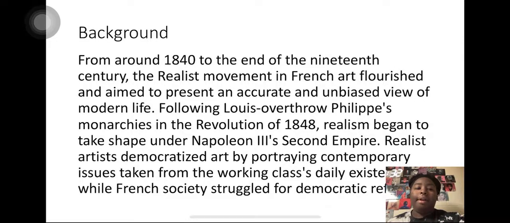The background. From around 1840 to the end of the 19th century, the Realist movement in French art flourished and aimed to present an accurate and unbiased view of modern life. Following Louis Philippe's overthrow of the monarchy and the Revolution of 1848, Realism began to take shape under Napoleon III's Second Empire. Realist art democratized art by portraying contemporary issues, taking from working class daily existence while French society struggled for democratic reform.